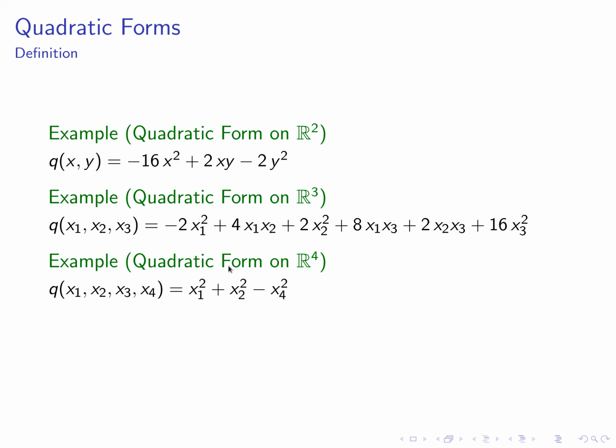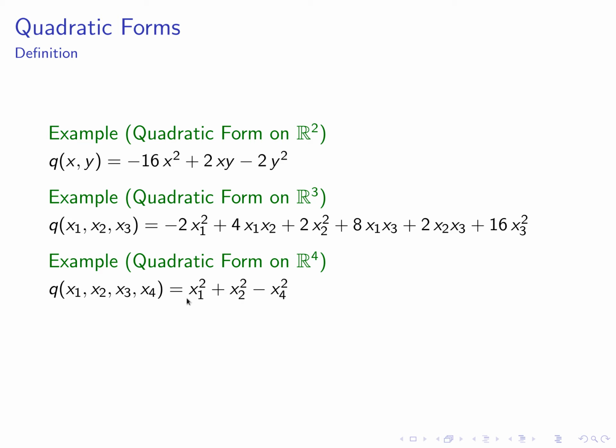Here's an example of a quadratic form on R4. Here we're labeling the input variables x1, x2, x3, and x4. And the formula for this quadratic form is the choice of x1 twice, scaled by just the number 1. Then the choice of x2 twice, scaled by the number 1 again. And then our last term here is the choice of x4 twice, scaled by negative 1.